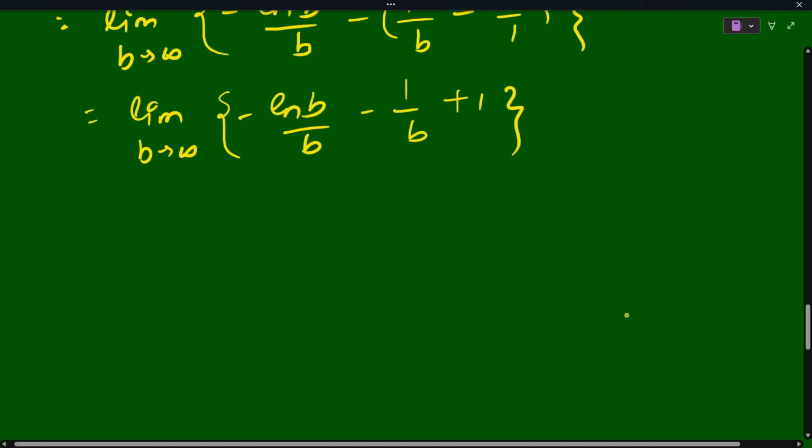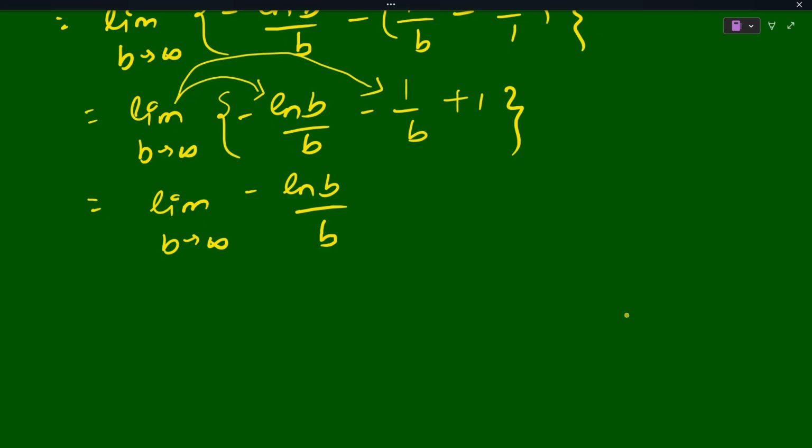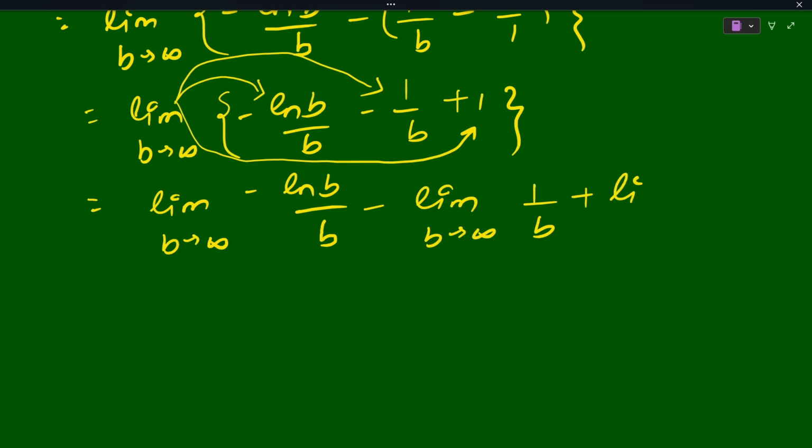Now we will split this limiting value. So let's apply this one. So it is limit b tends to infinite minus ln b by b. And how to do this one? Just simply use the linearity principle. Next one would be limit b tends to infinite 1 by b, then plus limit b tends to infinite 1.